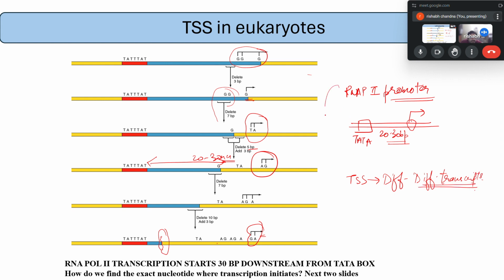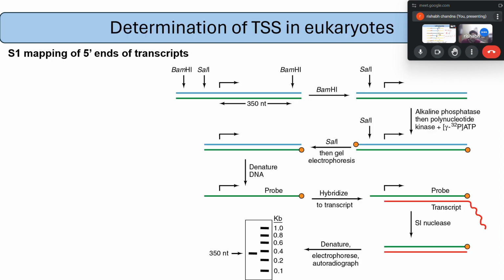Okay, so this is the scenario for this. So how will we detect the transcription start site in eukaryotes? There is one method called S1 mapping of the 5' end of the transcripts. Okay, so what we will do is, this is a DNA. Suppose this is the transcription start site.